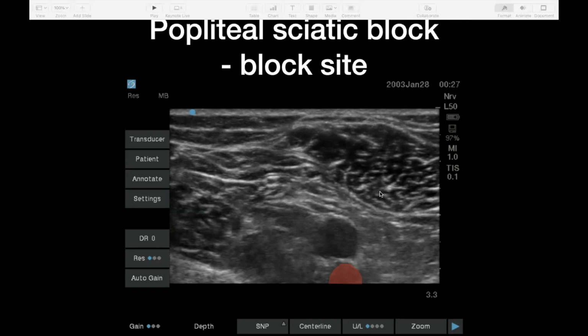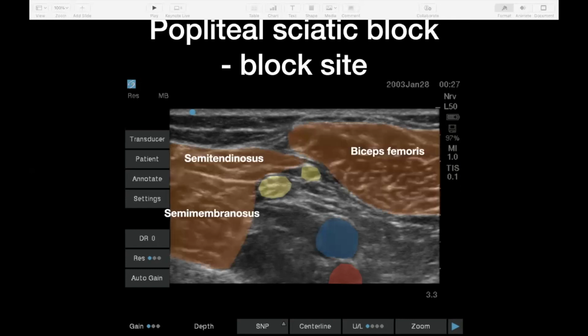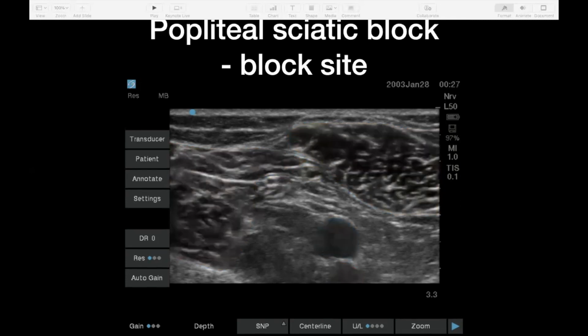So again, just to reorientate, you've got the artery there, the vein there, tibial nerve there, and common peroneal nerve there, biceps femoris and semitendinosus and semimembranosus. And then, as I say, if you can squeeze the needle into that little gap between the two, ideally within the sheath that's surrounding the nerves, you might be lucky and get that kind of spread of local.